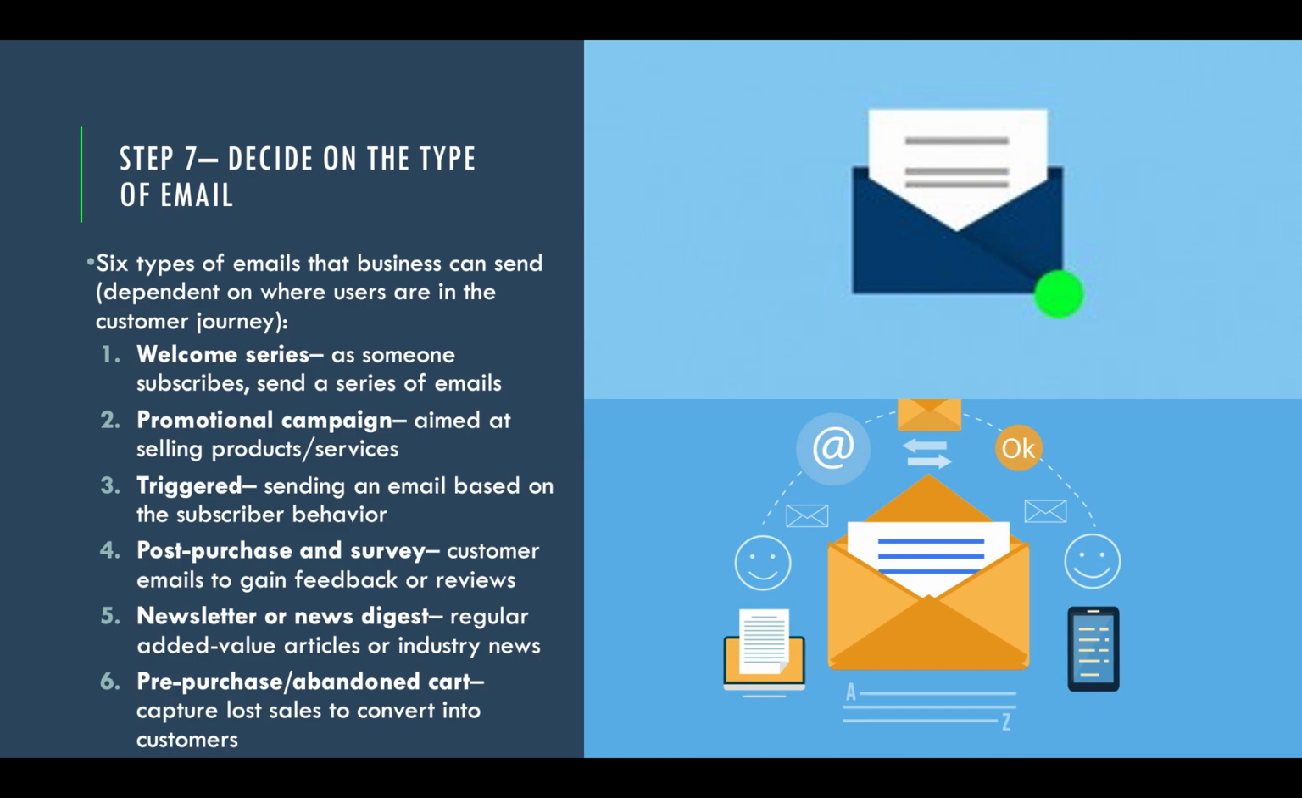Step 7 will be to decide on what type of email you're looking for. So 6 types of emails that businesses can send are dependent on the users and where they're at in the customer journey. The author has defined this in 6 different variations.